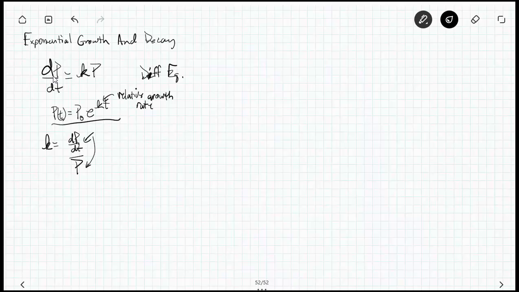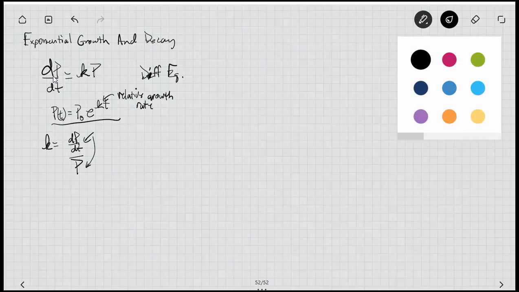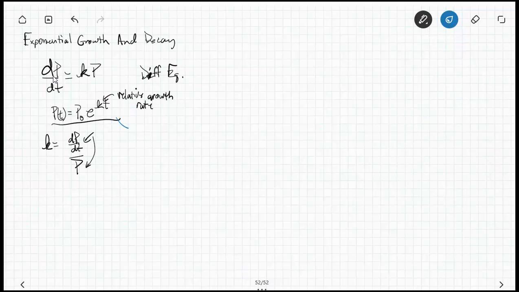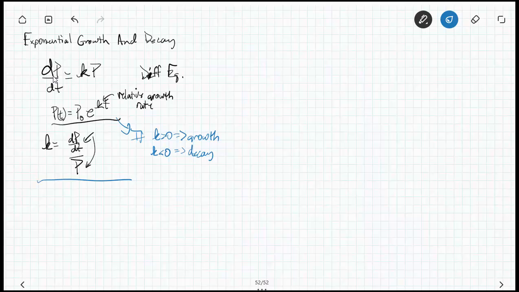So from here, let's change colors. I don't like this. It's hard to see what's going on. Let's come over this way. If k is greater than 0, this implies growth. Most commonly, we talk about it with bacteria in a petri dish, something like this. If k is less than 0, this implies decay. We talk about this with radioactive decay. You've seen this before, all right? Don't panic. You'll be fine.